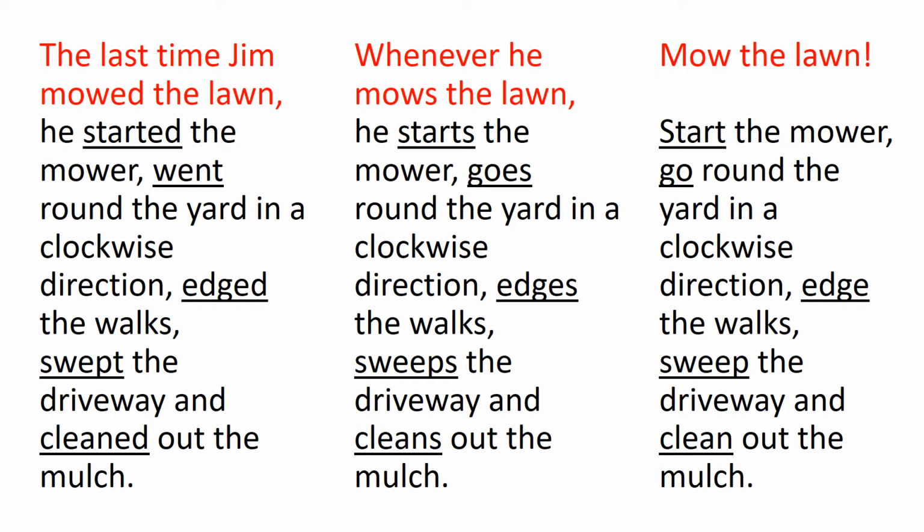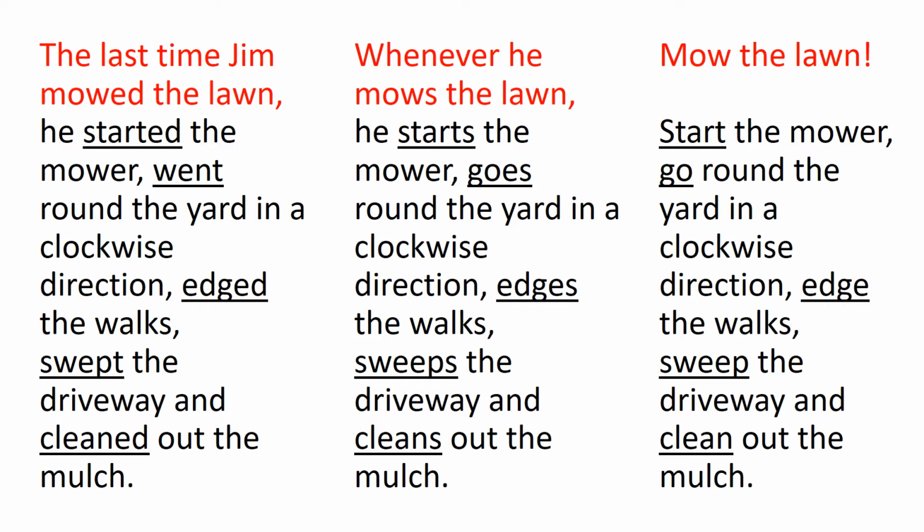While the first paragraph is asserting that the events being described actually happened once, and the second paragraph can be used to assert that they happened more than once, this paragraph makes no assertion that they have ever happened, but only that the speaker wants us to do them at some future time. Notice that with all three paragraphs, we assume that the activities described take place in the order that they occur in the paragraph. So, in all three, the driveway is swept after the walks are edged, but before the mulch is cleaned out.